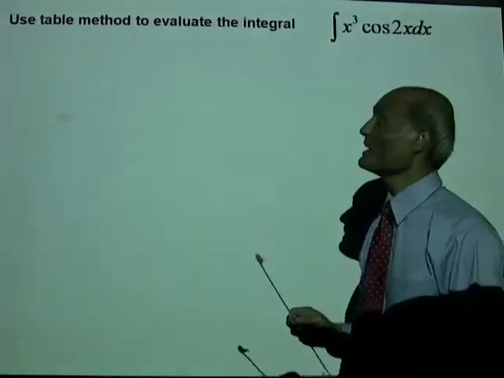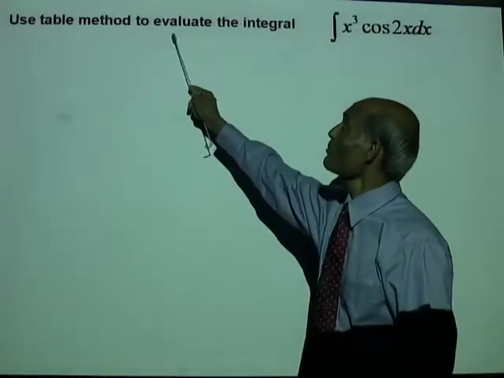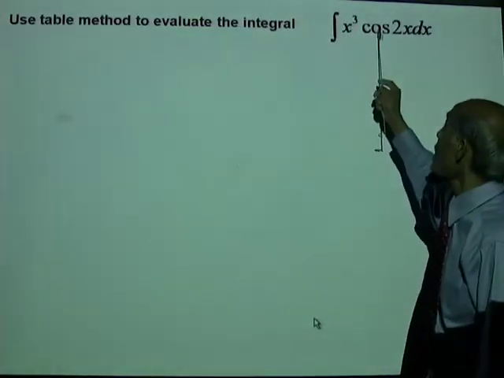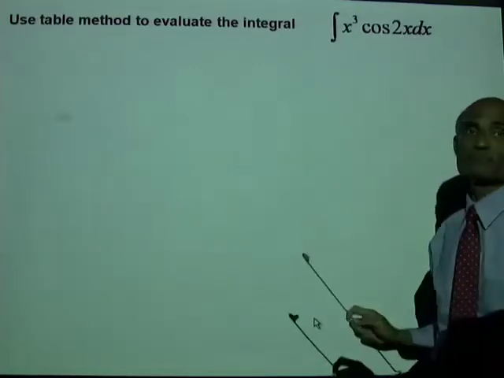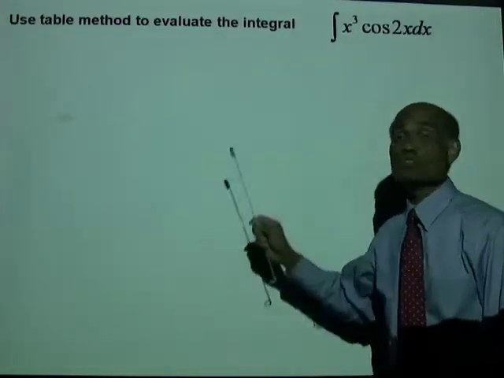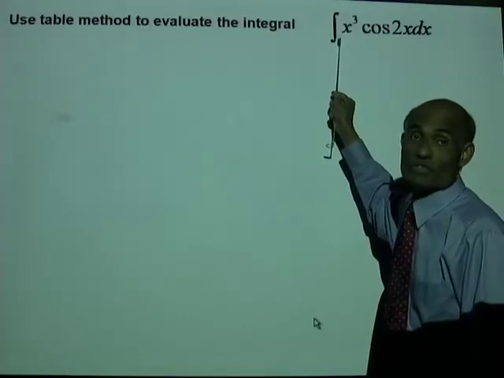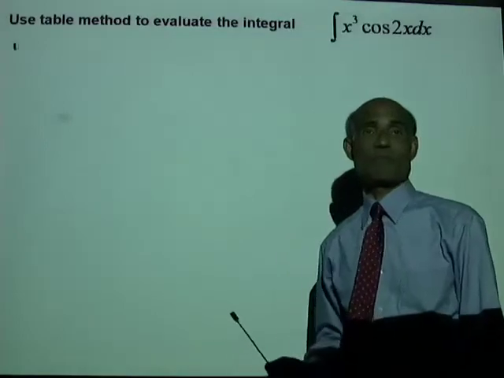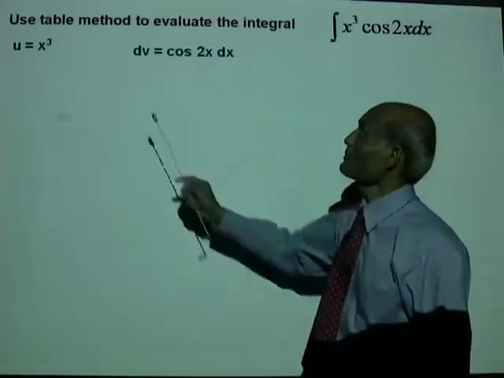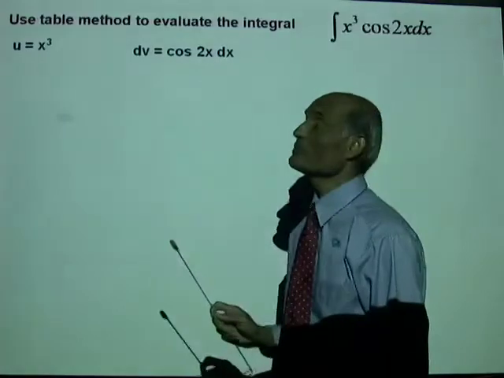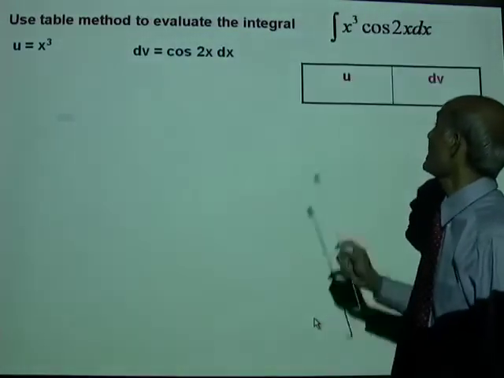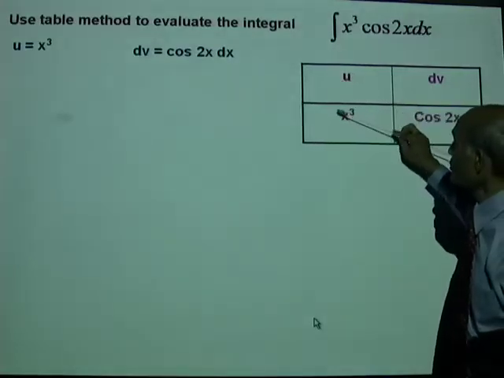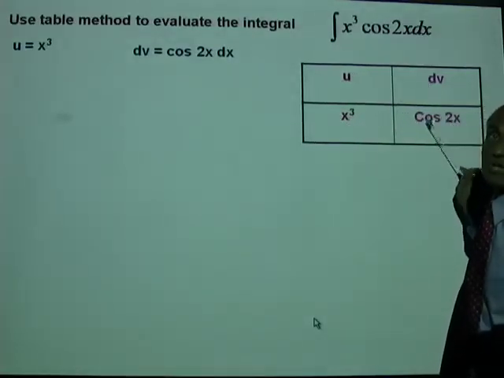Just practice this with another example. Use the table method to evaluate the integral x cubed cos 2x dx. Alright, what is your u? u is x cubed, and your dv is cos 2x dx. So u equals x cubed, dv equals cos 2x dx. Let's make our table. Now write your u and write your dv.